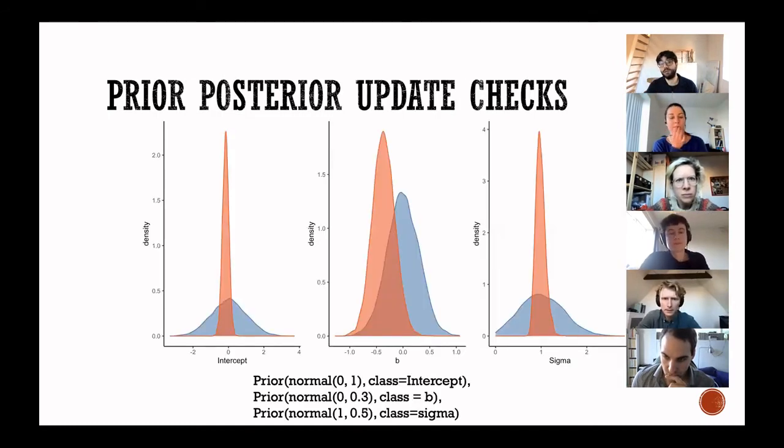We do the prior posterior update checks. The intercept and the sigma are just like before, but something is going on with the beta, right? The middle plot. Anybody wants to say something about that?